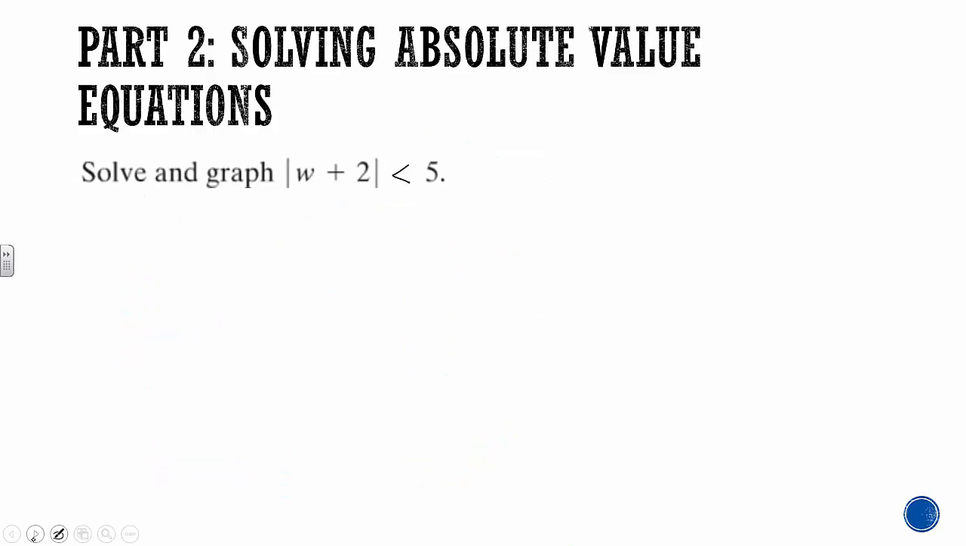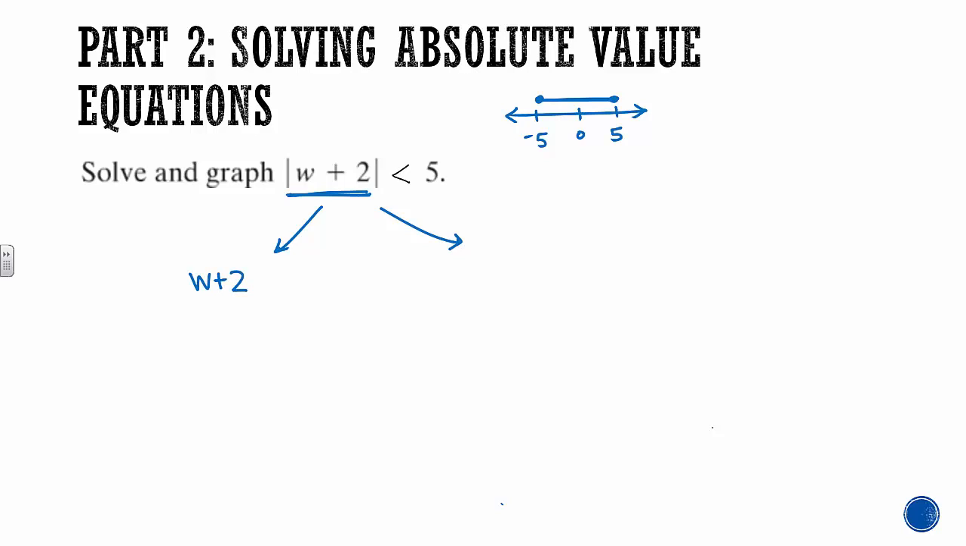Let's do another one. Solve and graph the absolute value of w plus 2 is less than 5. So remember, this is saying that all of this stuff has a distance that's less than 5 spaces away from 0. So again, if we broke out a number line, 5 would be here, -5 would be here. We want everything in between. So we're going to split this up, and the two things that we get are this w plus 2 has to be less than 5, and this w plus 2 could be greater than -5.